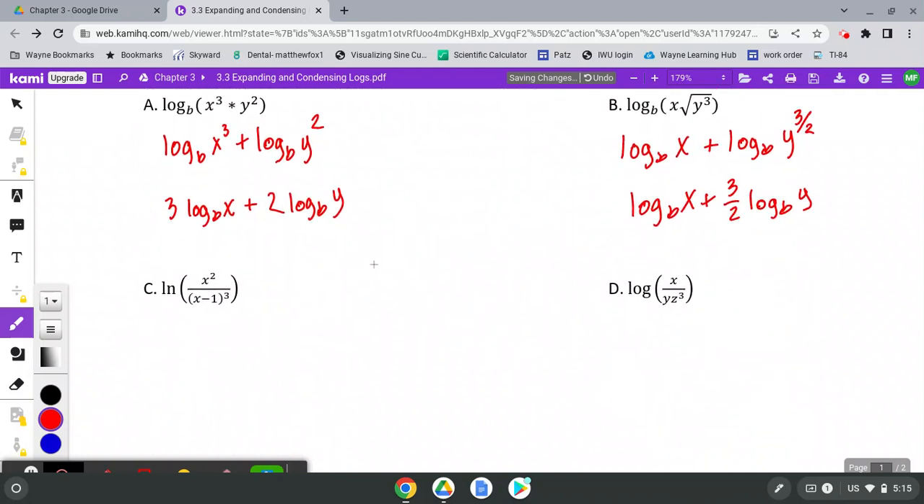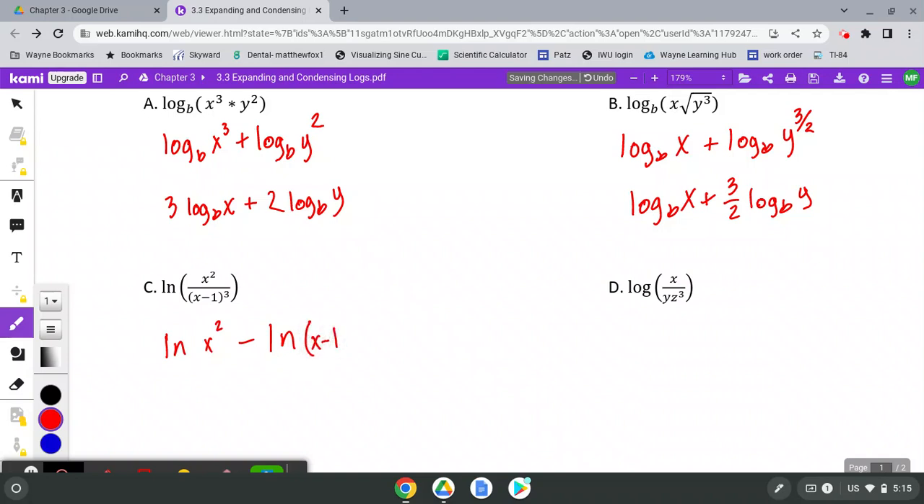Now on our next one, we're dealing with ln. That doesn't really change anything. We're still doing the same process, but now it's with ln. So if I rewrote this, think about that. We have the top and the bottom. So we're going to have ln of x squared. This time it will be minus the ln of all of that, x minus 1 cubed.